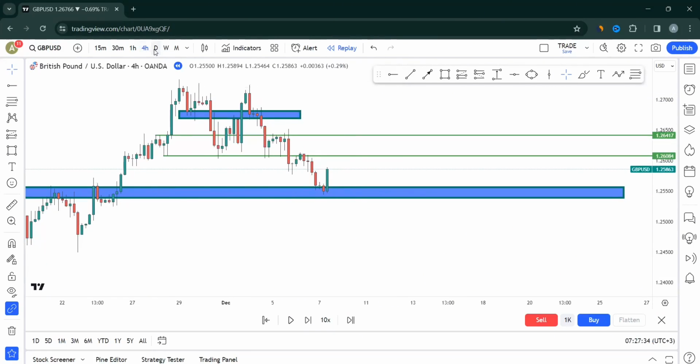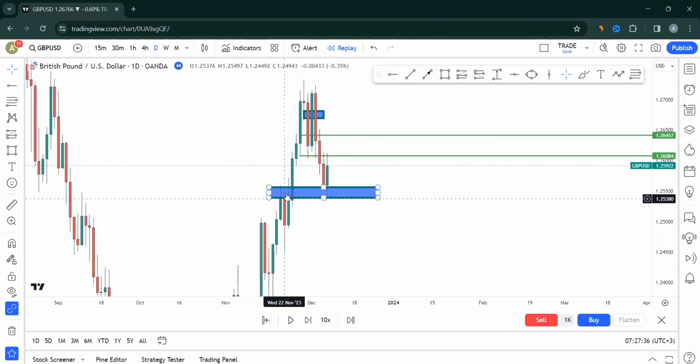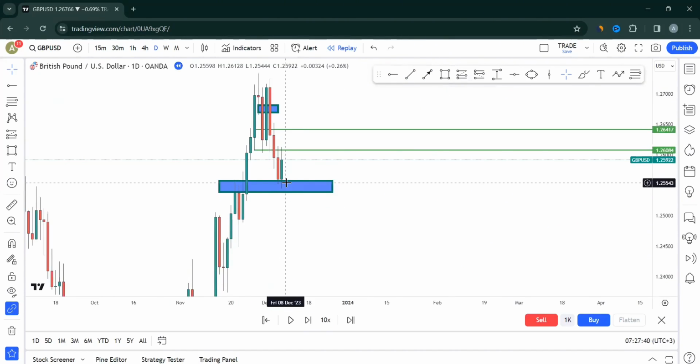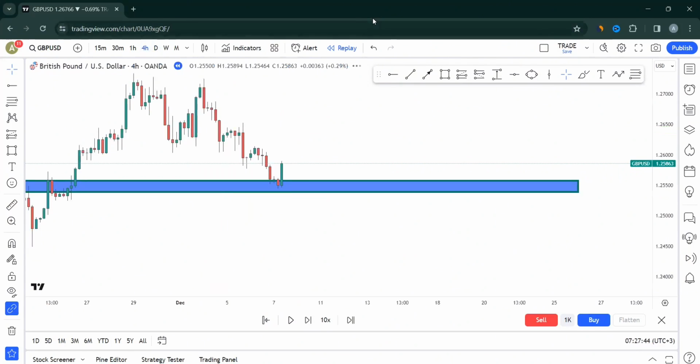Now, let's go back to daily because we got the structure from daily. When you come back to the daily time frame here, you can see it has touched our entry. Sorry, it has touched our area of interest. I've just showed you guys how you take this reversal.